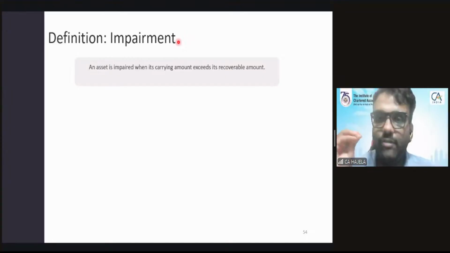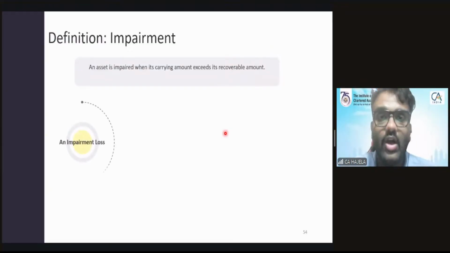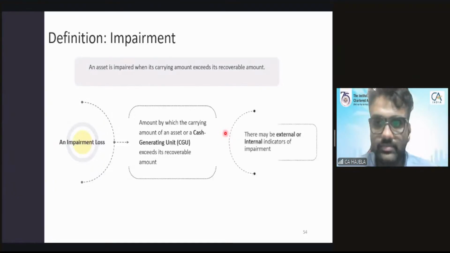देखो, impairment का formula है. When is an asset said to be impaired? When the carrying value, मतलब जो book value है, that is more than the recoverable amount. किसी asset की book value is more than the recoverable amount. What is recoverable amount? Recoverable amount is the higher of value in use or fair value less cost to sell. आगे पढ़ेंगे इस बारे में.